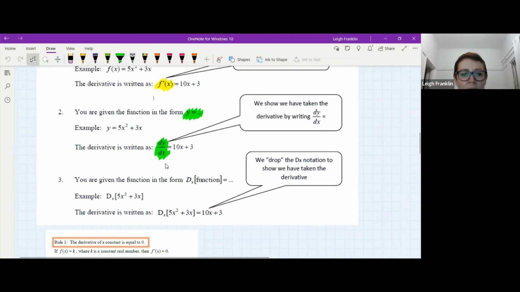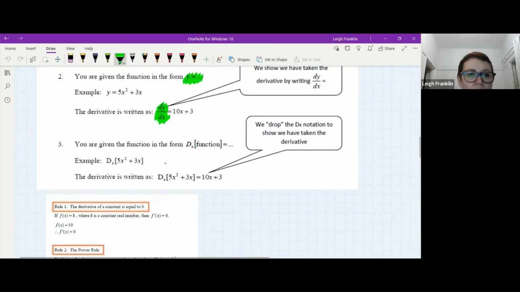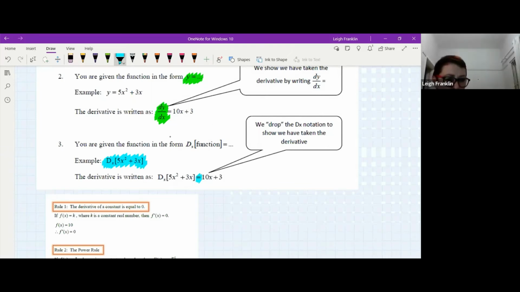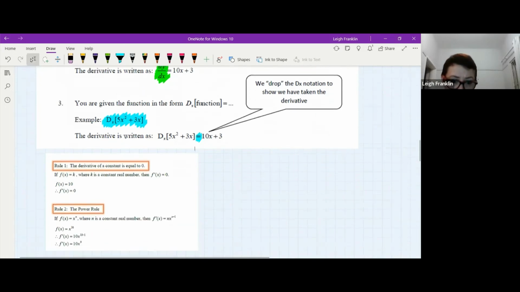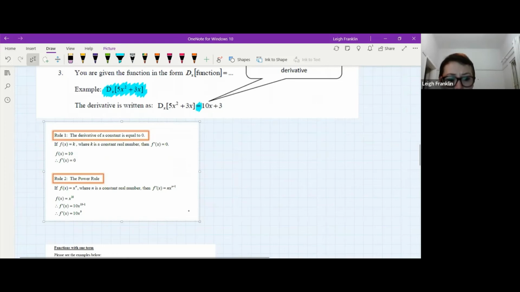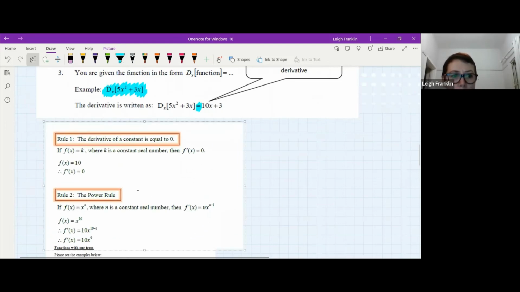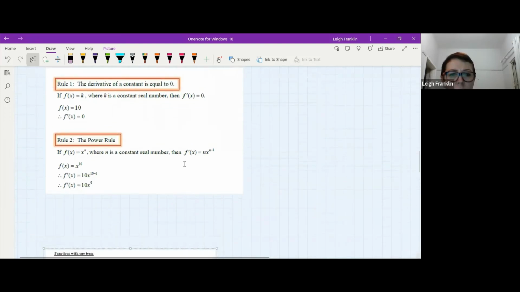And similarly with our d over dx and our square bracket. This is another way in which they love to give things to us. They write it like this, d over dx. And now when we write our derivative, what we do is we drop the d over dx, we drop the square brackets, and we just write the equals. That then tells the person that is marking our work that we are applying the power rule. So be very, very careful because they do penalize for notation. All right. Any questions about that?